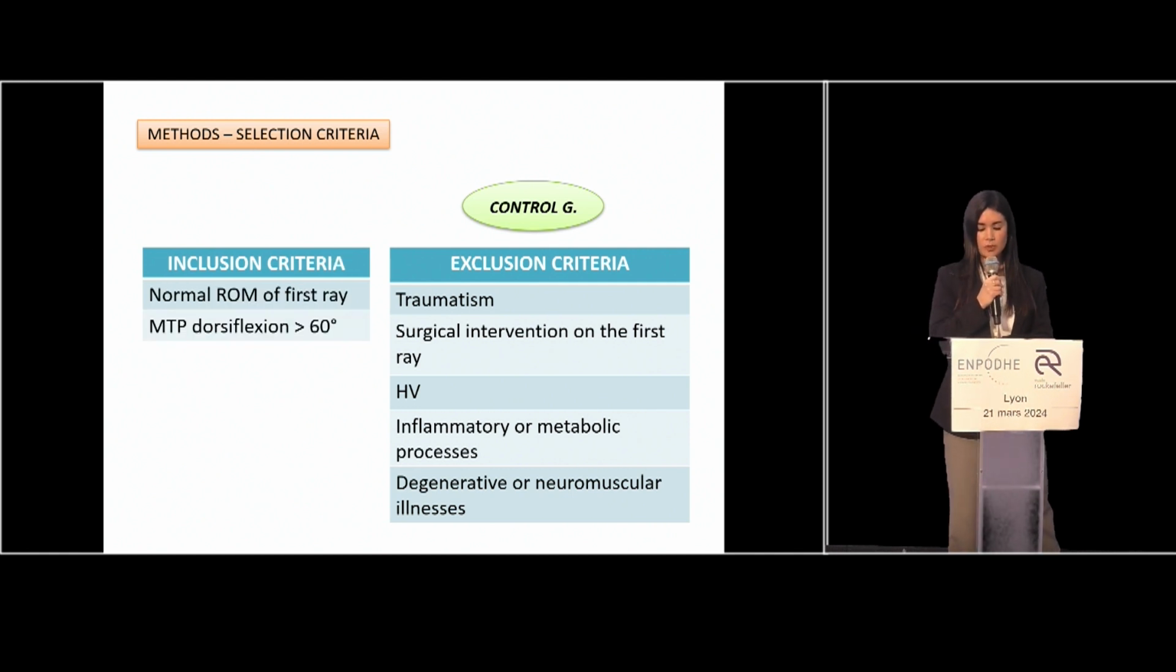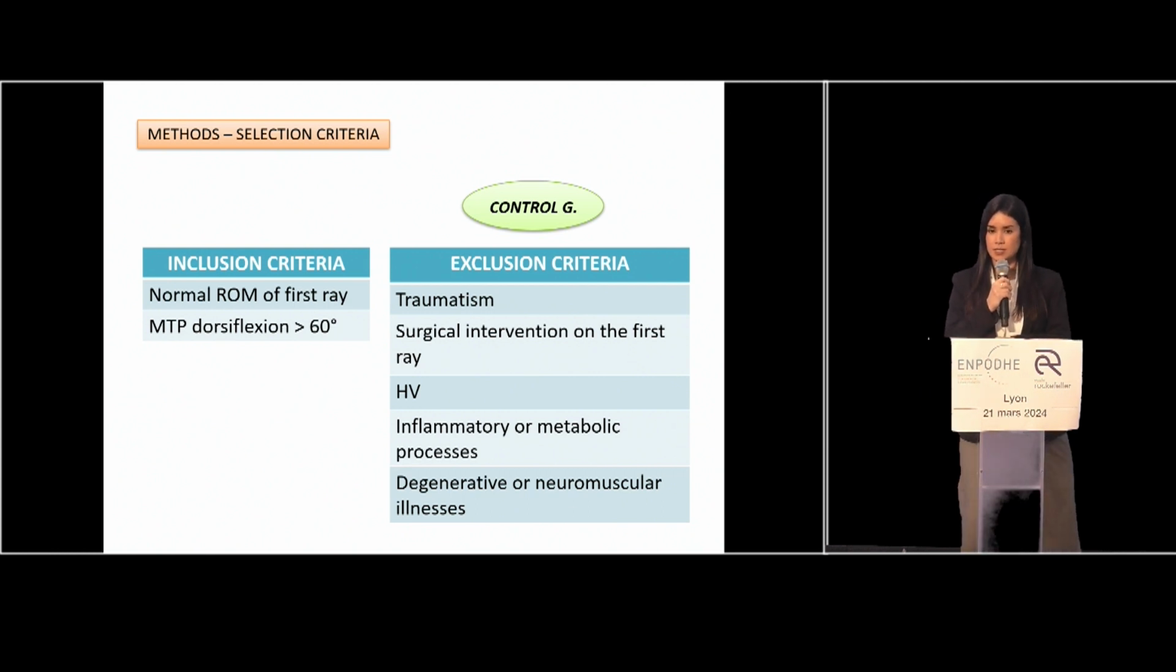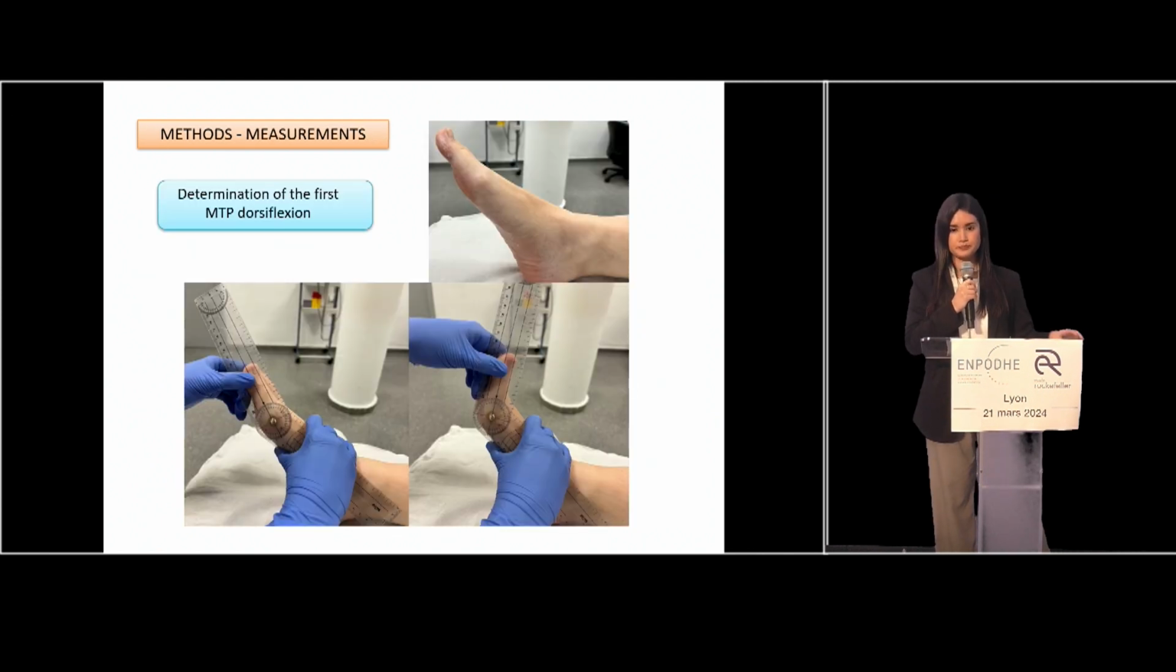The control group was patients with normal feet, with a first ray without any morphologic or functional alterations. The inclusion criteria were to present a normal first ray mobility and dorsiflexion greater than 60 degrees. The exclusion criteria were the same as the study group. The evaluation of the mobility of the first metatarsophalangeal joint was conducted with a goniometer.